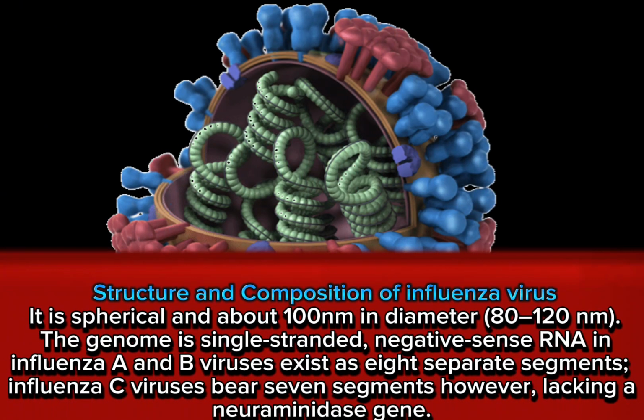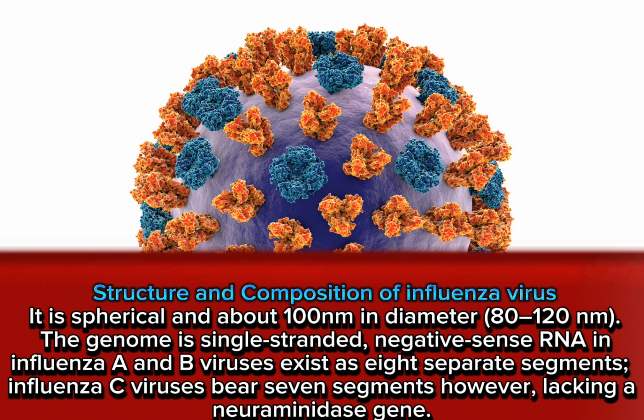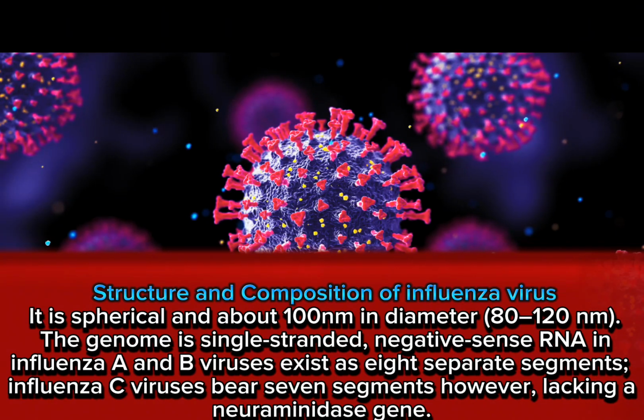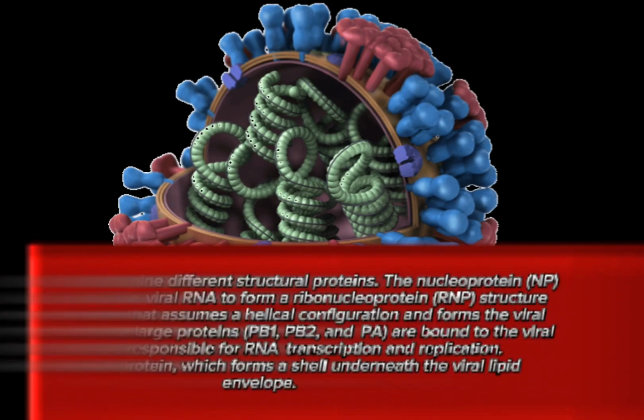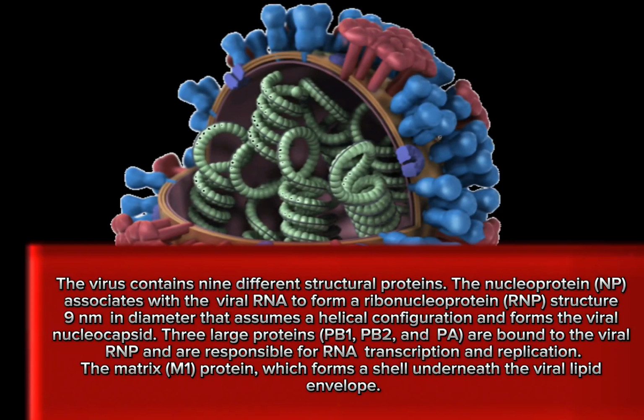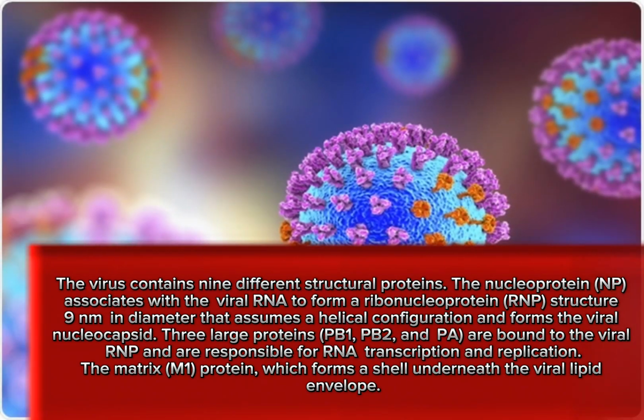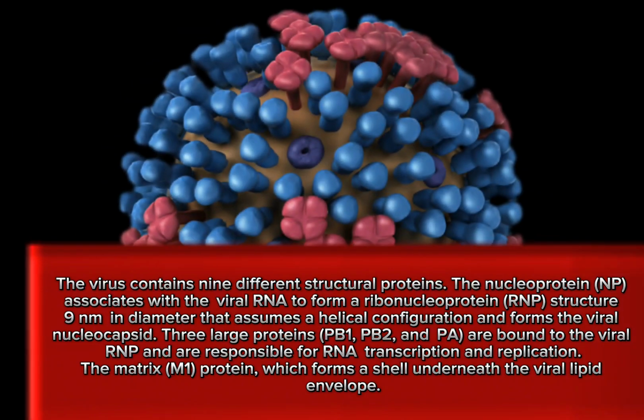Structure and composition of influenza virus. It is spherical and about 100 nanometers in diameter, 80 to 120 nm. The genome is single-stranded, negative sense RNA. In influenza A and B viruses it exists as 8 separate segments. Influenza C viruses bear 7 segments, lacking a neuraminidase gene. The virus contains 9 different structural proteins. The nucleoprotein NP associates with the viral RNA to form a ribonucleoprotein RNP structure, 9 nm in diameter, that assumes a helical configuration and forms the viral nucleocapsid.